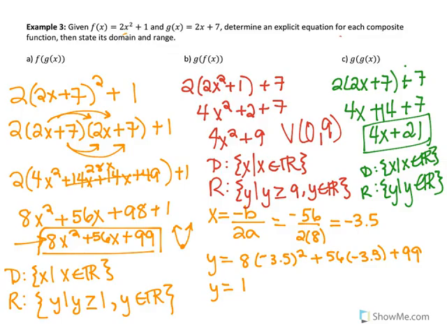Alright, and that is the end of combining to find explicit equations. So remember to simplify and then find your domain and range.